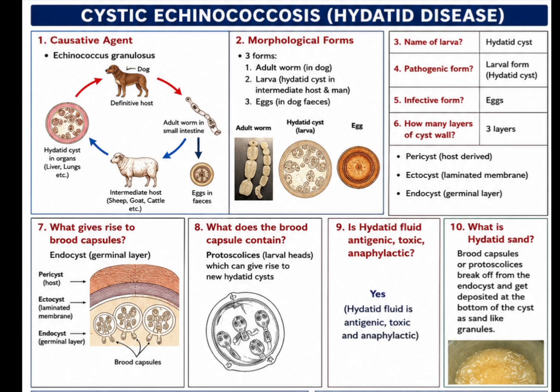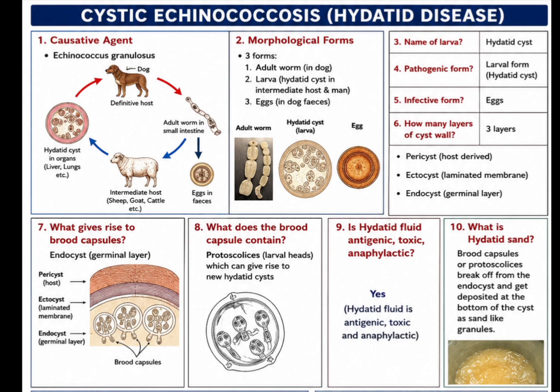The hydatid cyst, the diagram of the cyst is important. The question is, how many layers does the cyst wall have? It has 3 layers: periocyst, ectocyst, and endocyst. Periocyst is host derived, ectocyst is laminated membrane, and endocyst is the germinal layer. If you see the diagram, inside it has daughter cysts. It has brood capsules containing the scolex, protoscoleces.